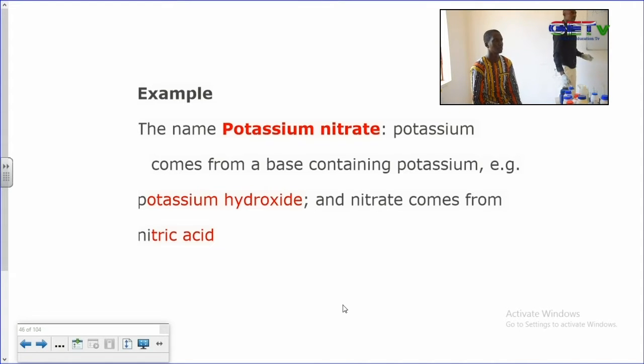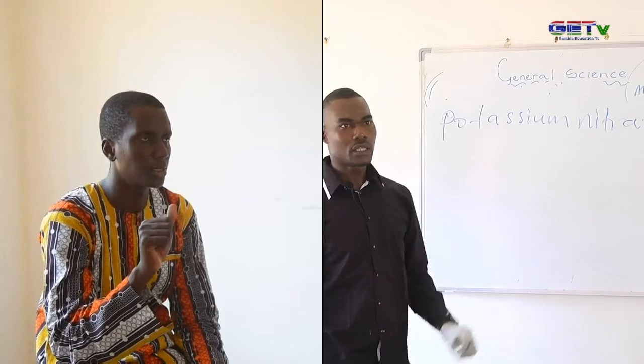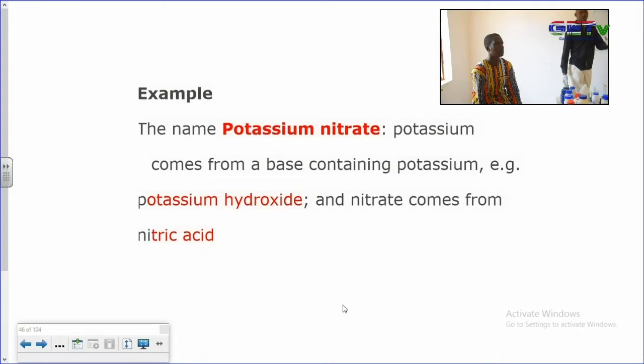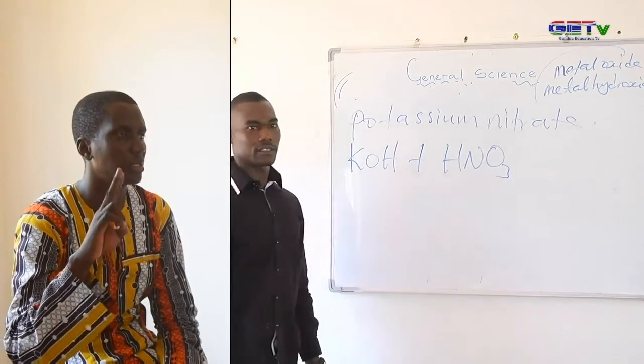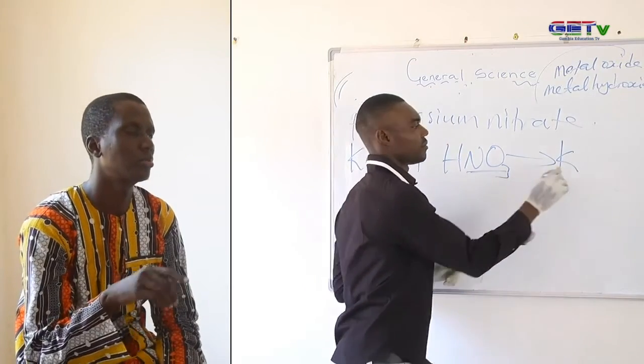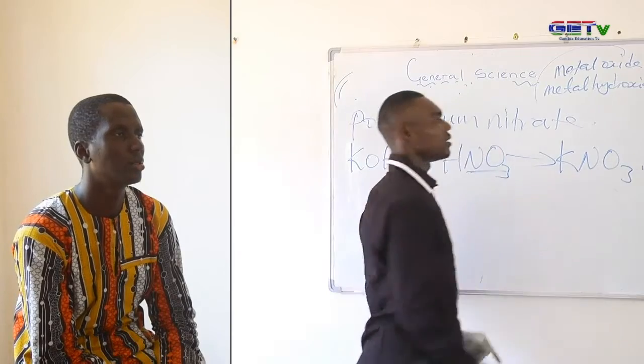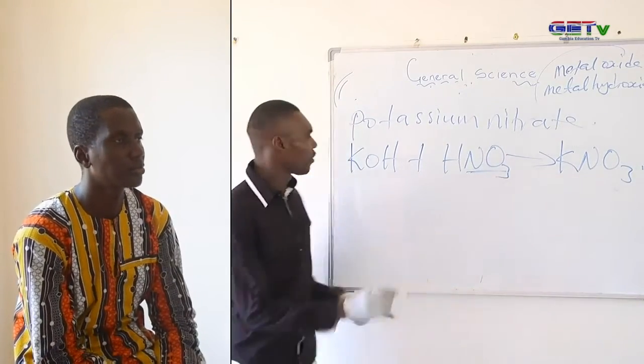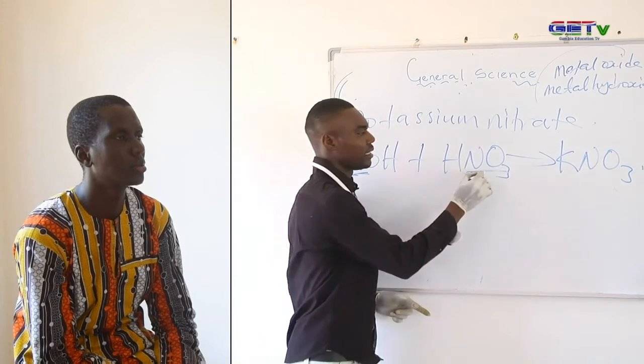How do you name this salt as potassium nitrate? Why? Because we use the metal and the acid that was used to make this salt. Potassium comes from a base containing potassium, for example potassium hydroxide. And nitrate comes from where? The nitric acid. Therefore, the end product is the metal, potassium, and the nitrate, which gives you potassium nitrate. So we get the name potassium nitrate from the metal in the base and from the acid.